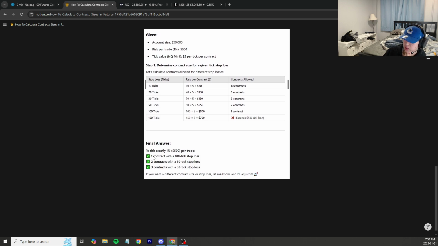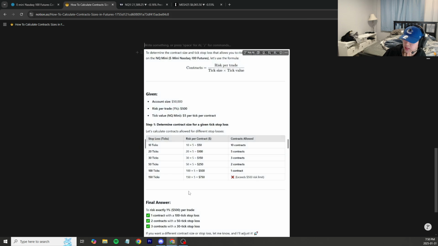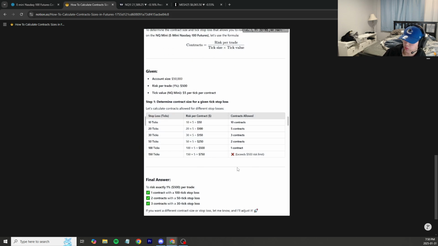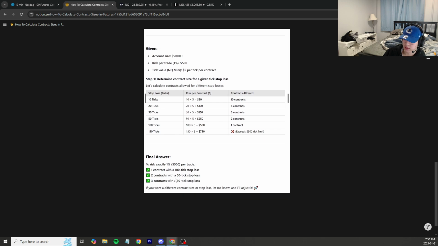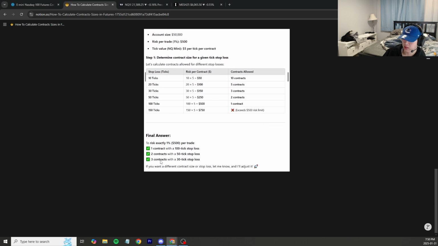You can see over here, to risk exactly 1% per trade, 1 contract is with a 100 tick stop loss. 2 contracts is a 50 tick stop loss. So this is just the short answer if I really want to take the easy way, but these are just the contract sizes.